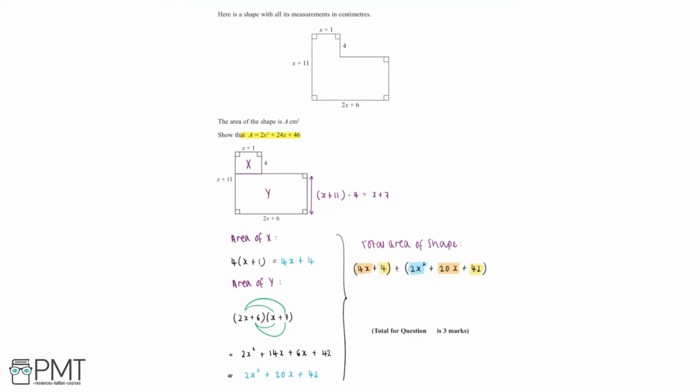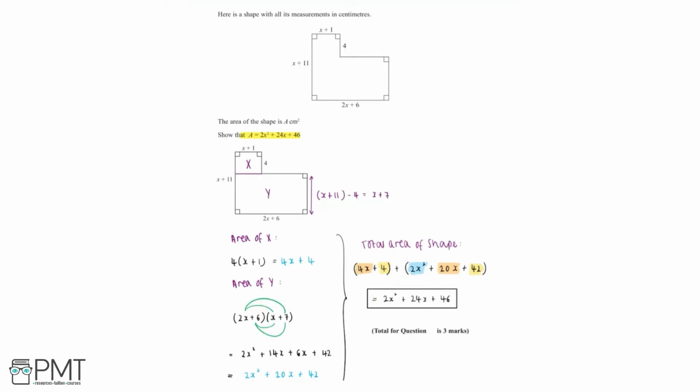Now we've used 3 different colours to simplify this, because the 3 different colours represent the like terms. We start off with 2x squared, and so we've looked at all the blue terms. Now to look at the orange terms, we have 4x plus 20x, which is equal to 24x. And finally, looking at the yellow terms, we have 4 plus 42, which is equal to 46. And so we've found that the total area of the shape is equal to 2x squared plus 24x plus 46, which is equal to the area A that we needed to prove.